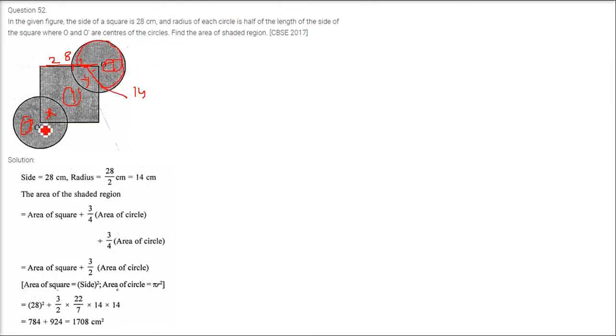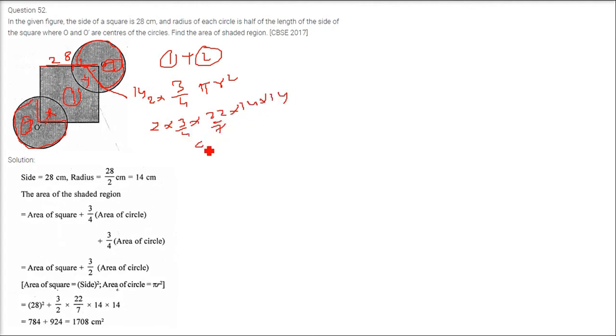And because these are similar, so let me take 1 and 2. 1 plus 2 is what? I'll come to this square part later. One is this quarter part, and same is here. What is the quarter part? We know that the quarter of the circle area, we can find out, that is 3 by 4 pi r square. And since we have 2 of them, we multiply it by 2. So 2 into 3 by 4, pi is 22 by 7, radius is 14 into 14. And this comes to be 924.